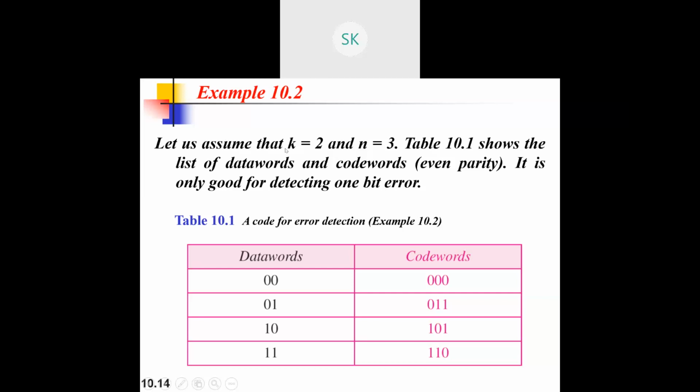Now, let us assume k is equal to 2 and n is equal to 3. What do you mean by this? K is equal to 2 and n is equal to 3. That means the data word is of size 2 bits and the code word size, that is n, is equal to 3. So one more bit you are adding. It may be added due to the parity check itself.